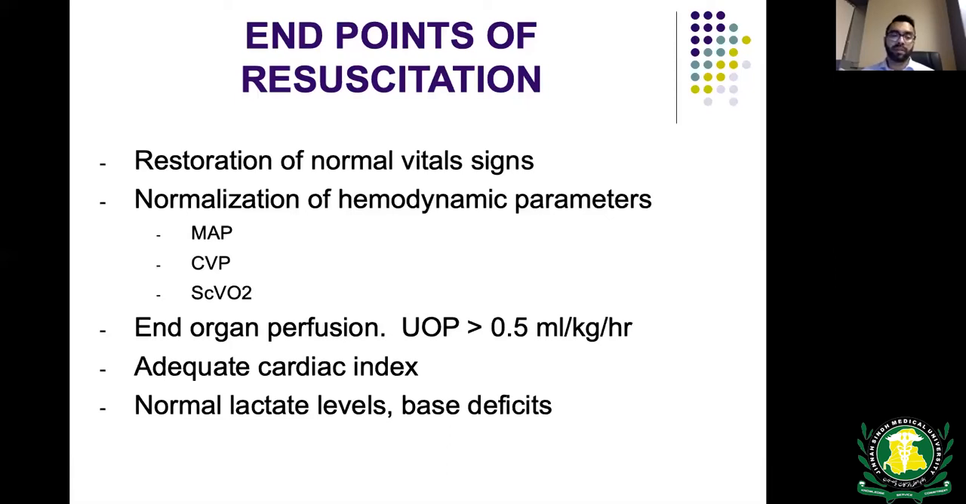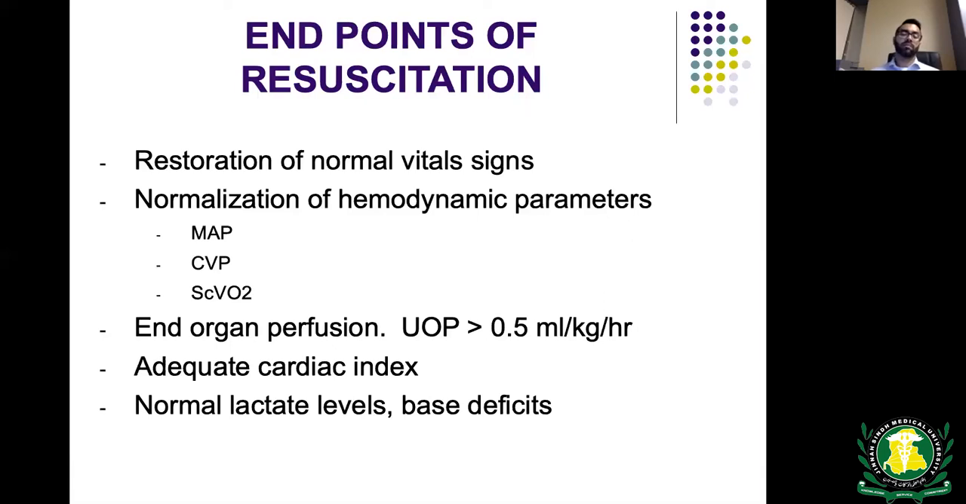If you have been using CVP and mixed venous oxygen, they should normalize. Your ideal CVP should be 8 to 10, but if the patient is on a ventilator, it should be 12 to 15. Mixed venous oxygen that I described earlier is your oxygen saturation in the central veins. It should be above 65. End organ perfusion, which is your urine output, is the most reliable metric, and should be at least half a cc per kg per hour.